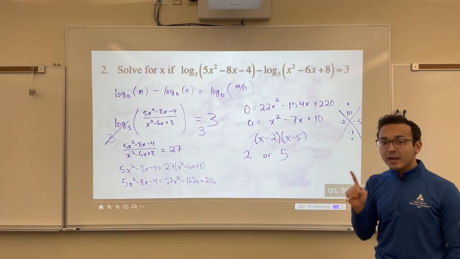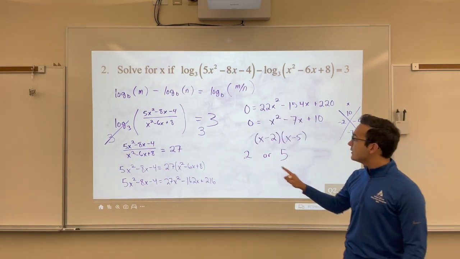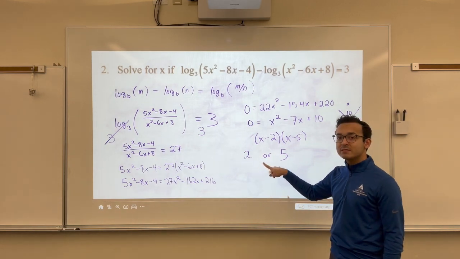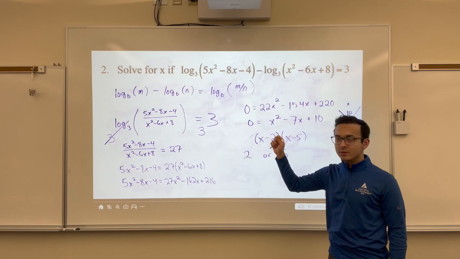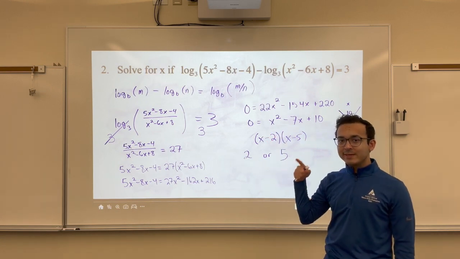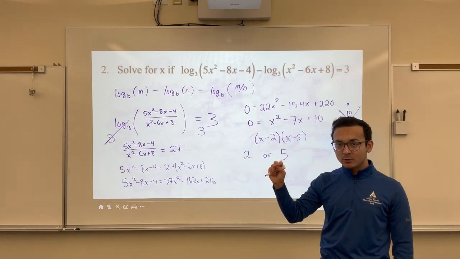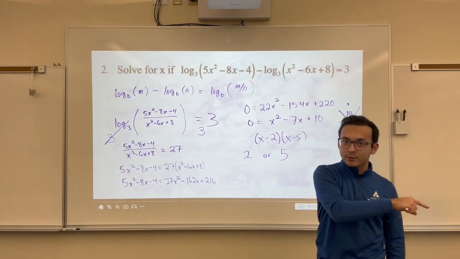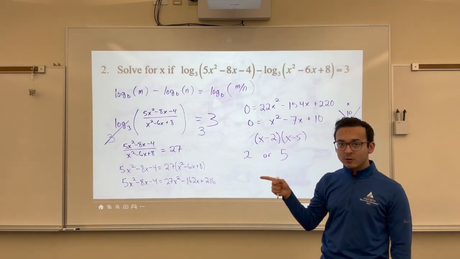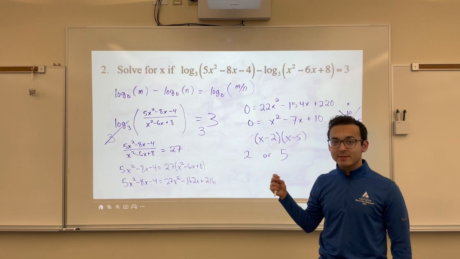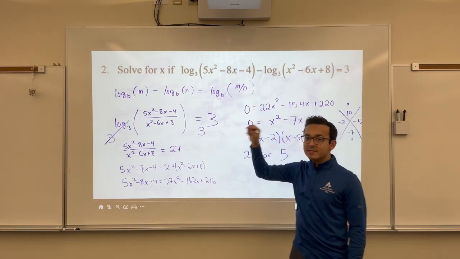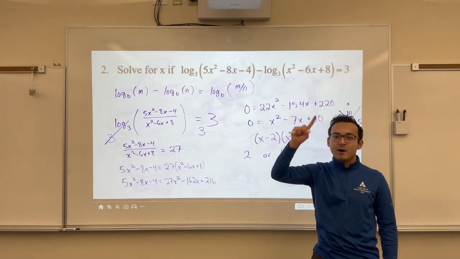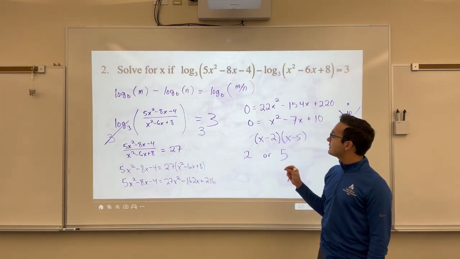However, that is not our final answer because we need to make sure that both of these values of x are valid to plug in to logs. One condition of logarithms is that we cannot input 0 or a negative number. So the input into a logarithm must be greater than 0. If we have values of x that make the inputs 0 or less, then they are invalid. So we have to test that out.